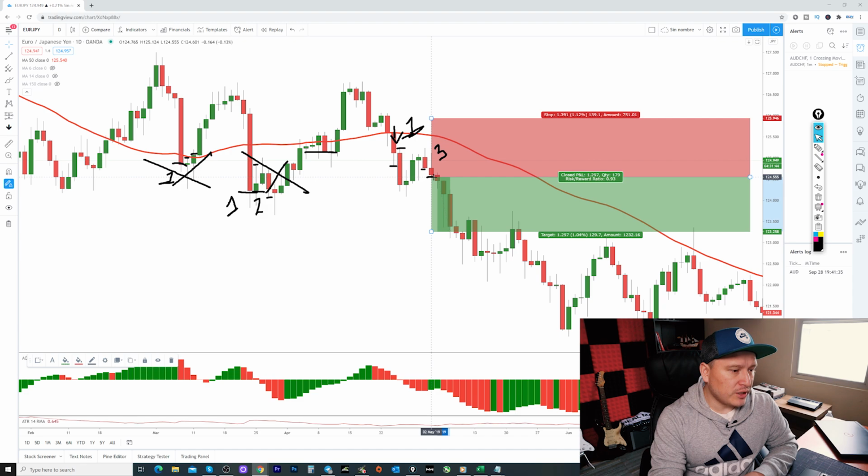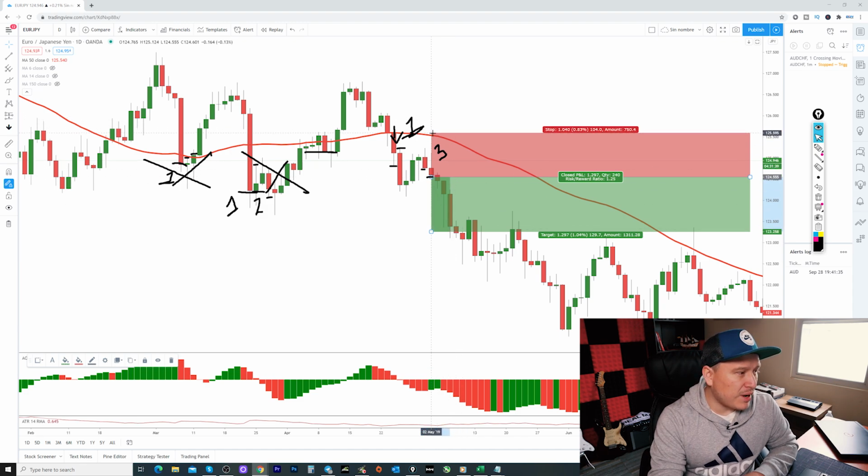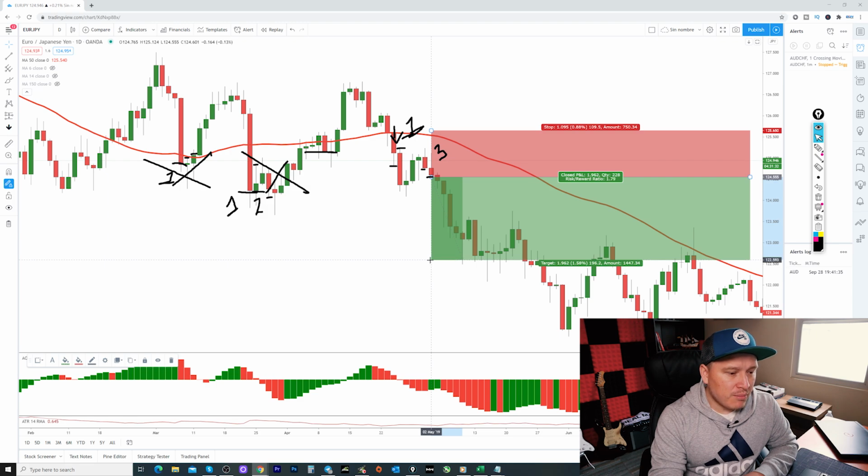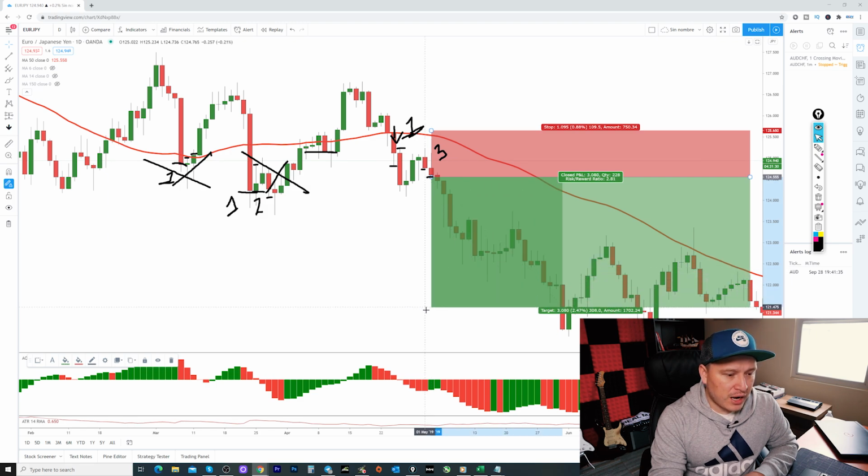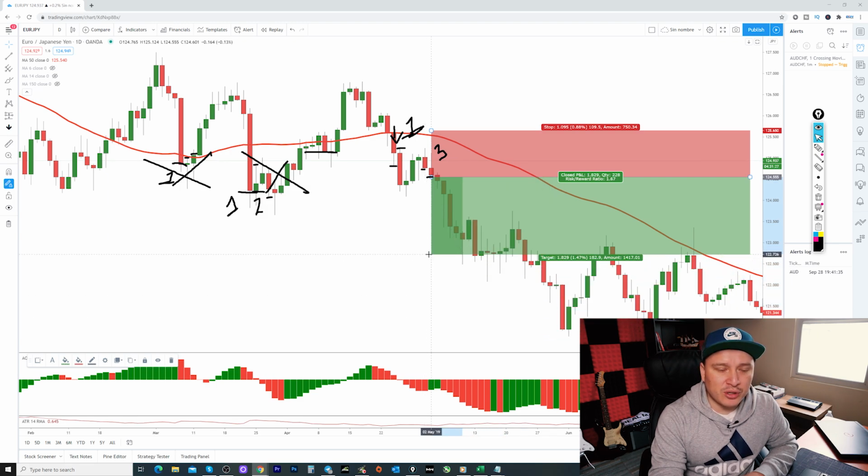Let me just go ahead and move it. There you go. So it's going to start right here. I'm going to put it a little bit above the moving average just in case it retracts. But here I can actually put my take profit wherever I want. Obviously, it's impossible to guess where the price is going to be, but you can play around with it. I'm going to teach you exactly how you can play around with it.